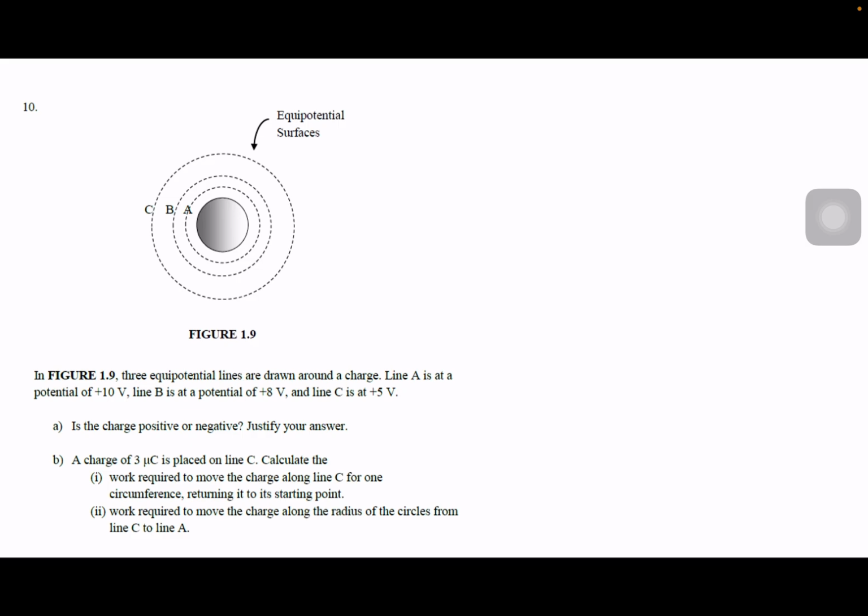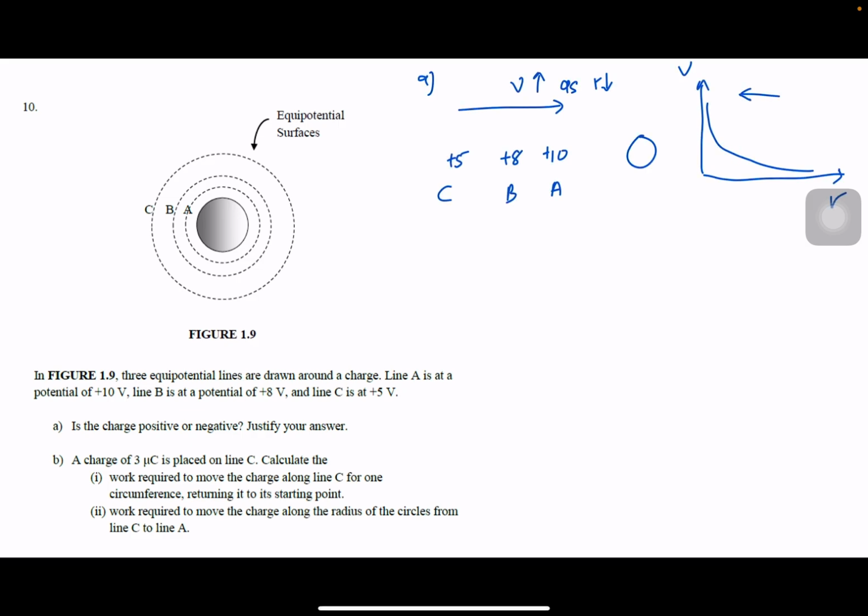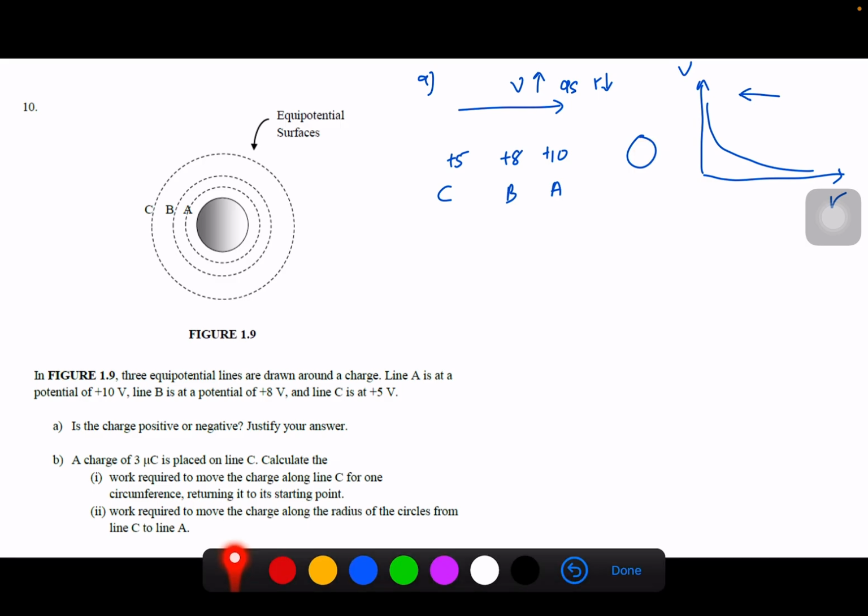In figure 1.9, three potential lines are drawn around a charge. Line A is at potential 10, and then positive 8, and then positive 5. Is the charge positive or negative? Justify your answer. Okay, if you try to redraw the diagram, then you can see that this one is actually the position of the charge, and then you have the position of equipotential lines C, B, and A.